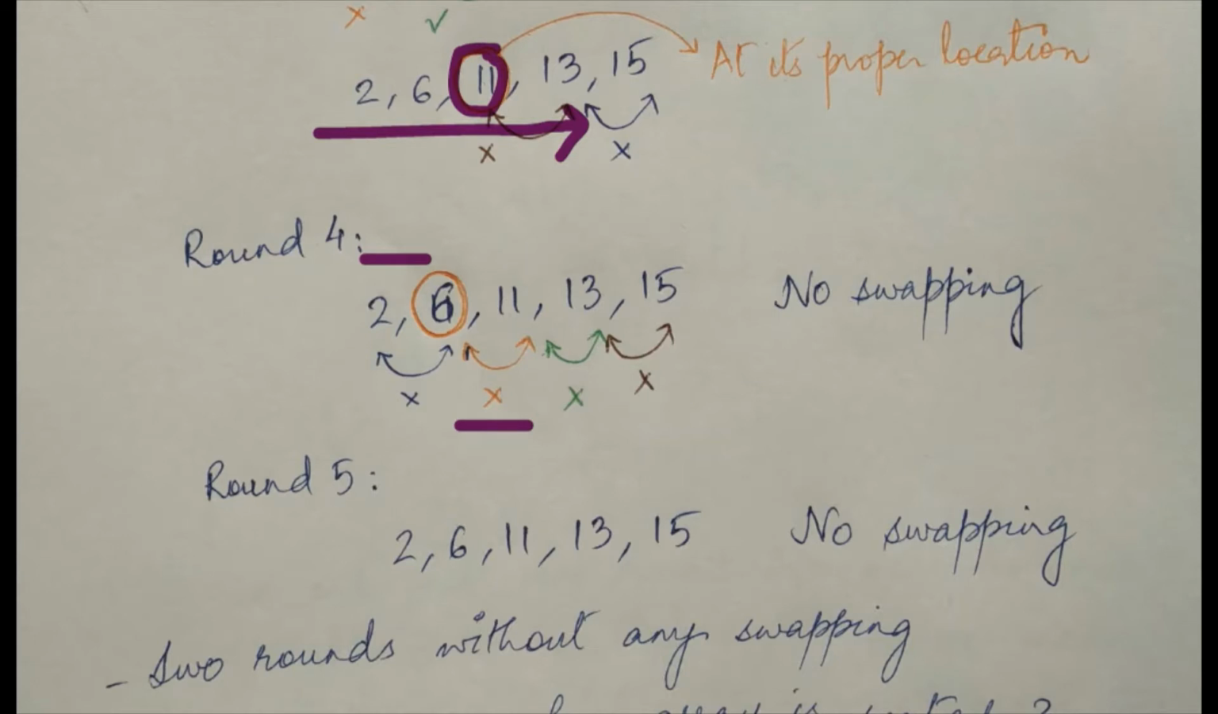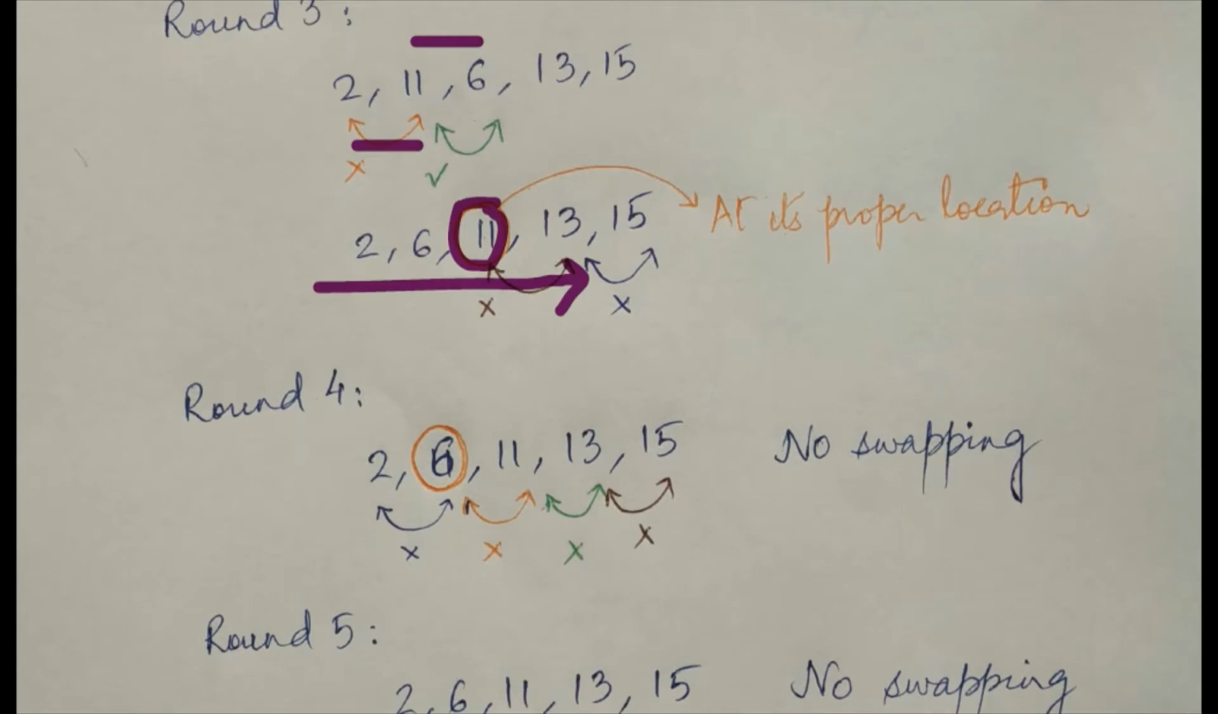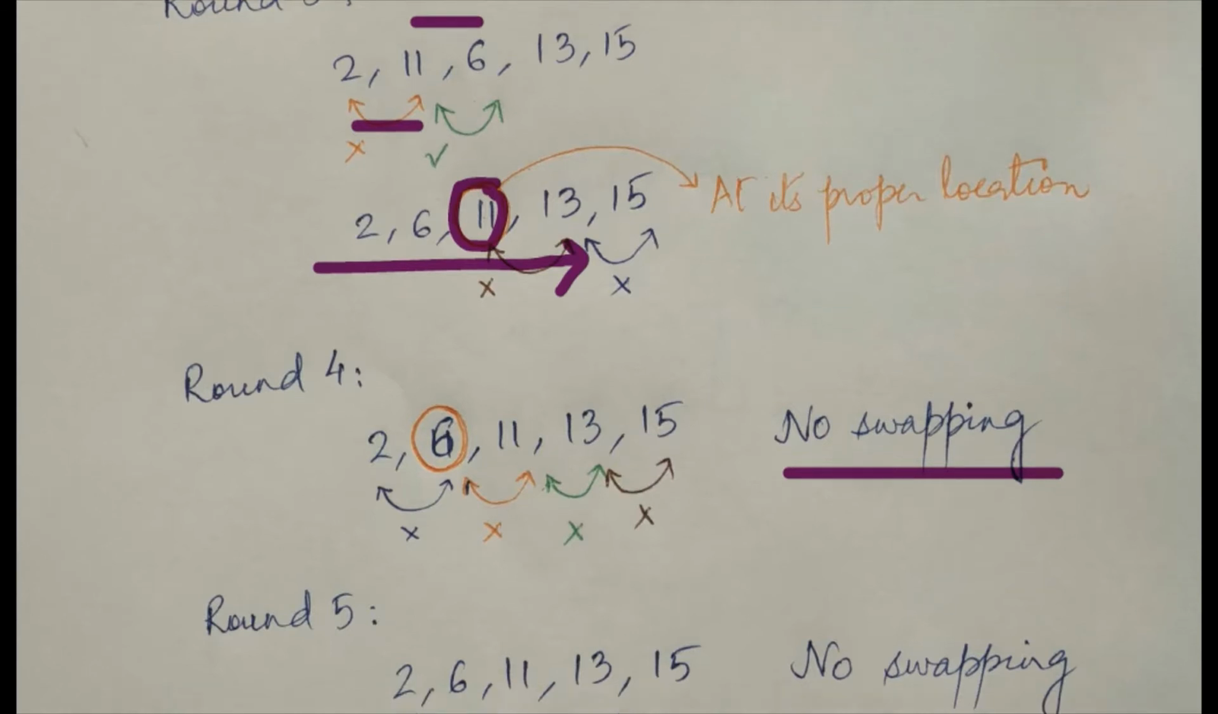But to improve on our algorithm, we can do two things. One is, if we can find out when to stop: if in a particular round there was no swapping, we should not continue if there are any more rounds left after this. That is one thing where we can improve.